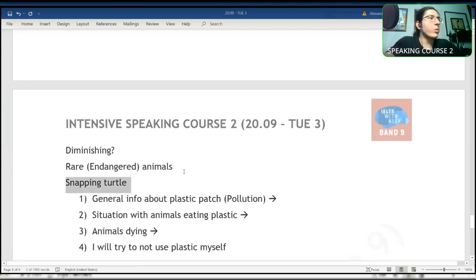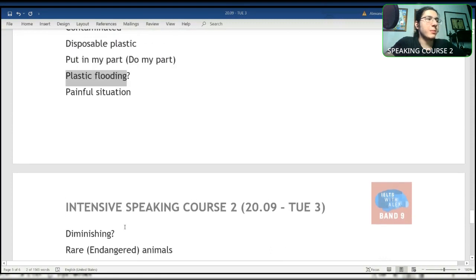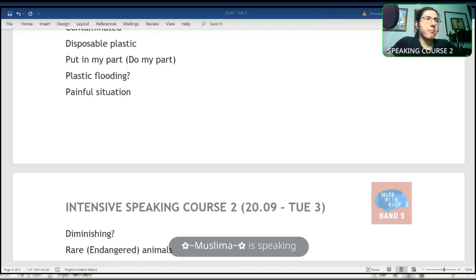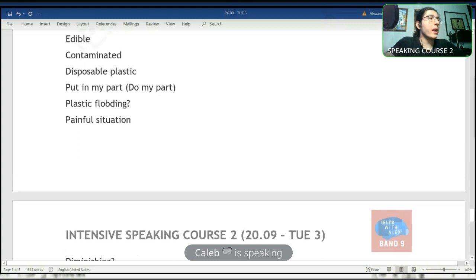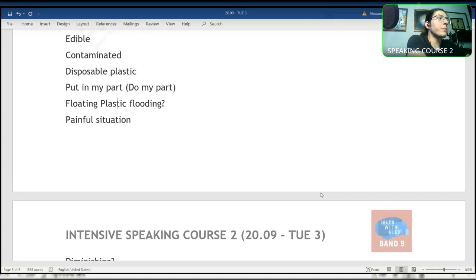So plastic flooding and diminishing. Are you sure these are the words that you heard? Okay, I guess it was floating, not flooding. Floating plastic. That makes sense. Floating plastic means plastic on the water. I think that's what I said, yeah.